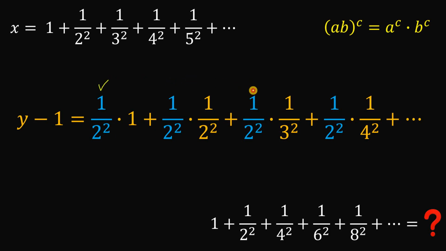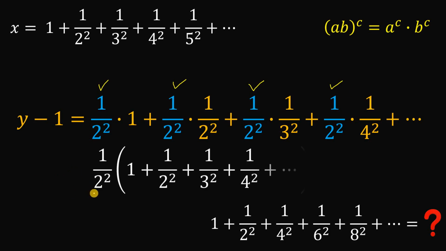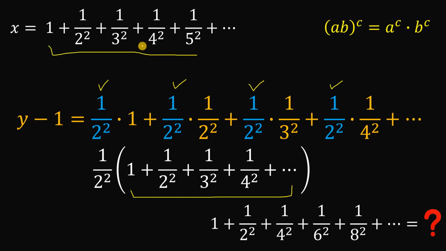Let's color this with blue. So we have a common factor of 1 over 2 squared. And what are we going to do with the common factor? Of course, factor the common factor. And if we do that, we get 1 over 2 squared multiplied by 1 plus 1 over 2 squared plus 1 over 3 squared plus 1 over 4 squared and so on and so forth. Now, this looks familiar because the value of x must be equal to 1 plus 1 over 2 squared plus 1 over 3 squared plus 1 over 4 squared and so on and so forth.